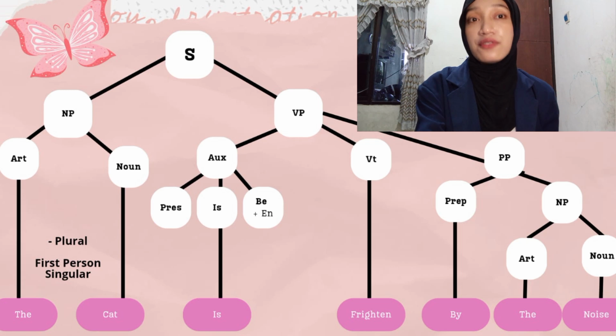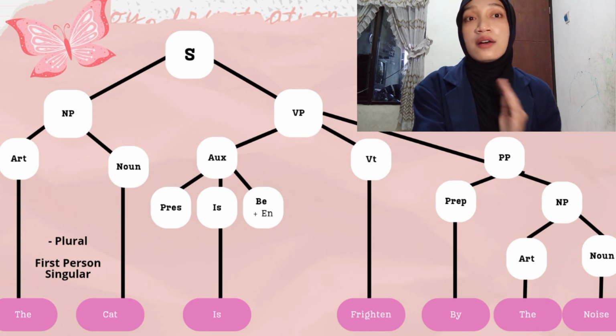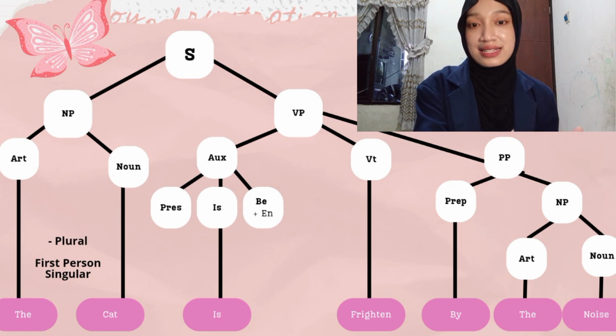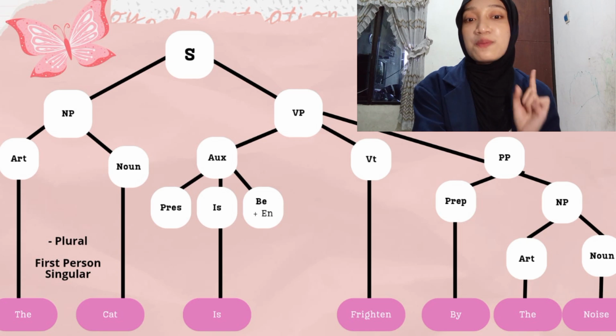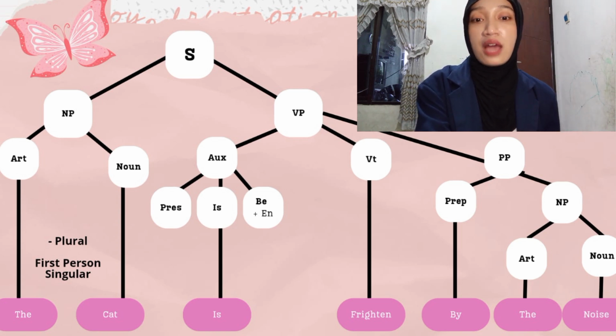Next, the noun phrase or NP is the subject of the sentence. It consists of two components. The first, art or article, for the sentence, the, specifies the noun. The second, N or noun, for the sentence, cat, is the main noun or head of the phrase.